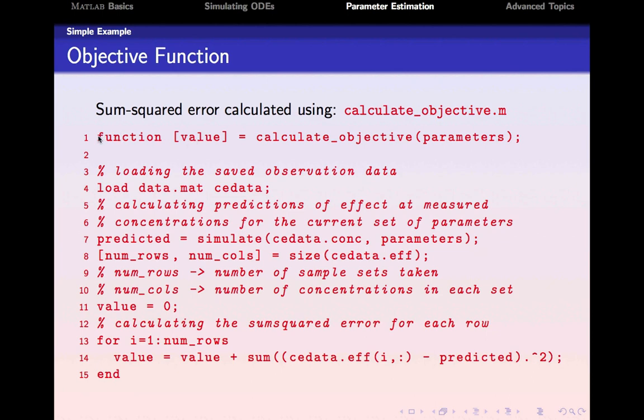Okay, so the first line is my function declaration. Then what we do is we load the data from the data.mat file, and I'm just loading the concentration effect data. So I'm only loading one value.